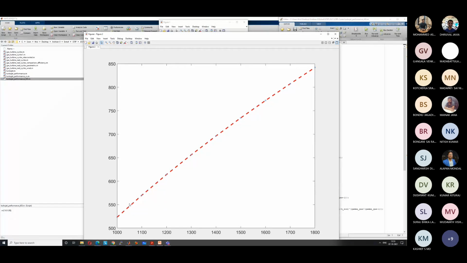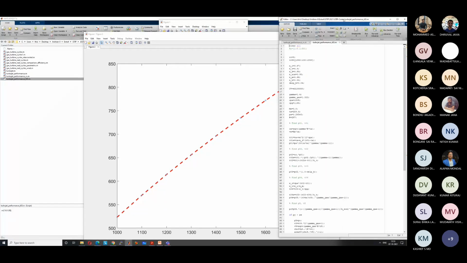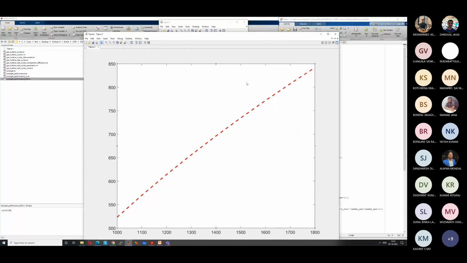I forgot what is the exact value, let me just check. Keeping the compressor pressure ratio as 8, now we are varying the turbine inlet temperature, going from 1000 to 1800 in steps of 100. What we see is that the specific thrust increases from say 525 up to some 800 something. So specific thrust almost linearly increases with turbine inlet temperature.